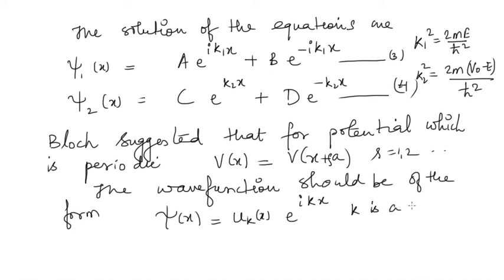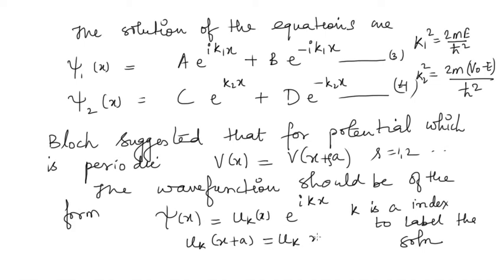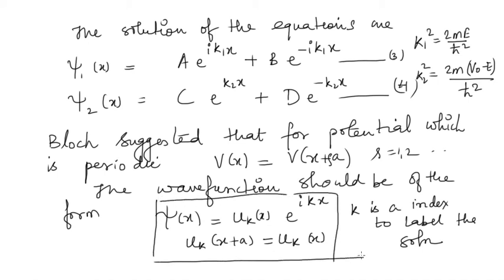Here k is an index to label the solution, and also this u_k(x) has the periodicity of the lattice. These are known as Bloch wave functions. Now my solution must be a Bloch function.